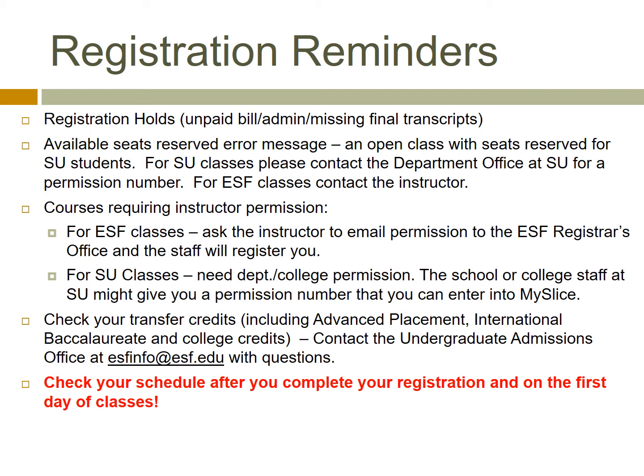If you receive an available seats error message for an open class, you may be encountering a class that has been reserved for students within that particular major. So you want to contact the SU department that is offering the class and ask them for a permission number. But at ESF, you would contact the instructor. If you are trying to get into an ESF class, the instructor can either email the Registrar's office permission or they can sign a registration form. You can bring that to my office and we will register you. For SU, once they give you a permission number, you can enter that on MySlice to complete your registration.